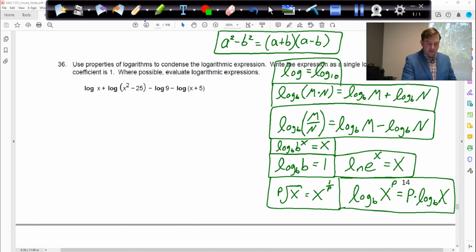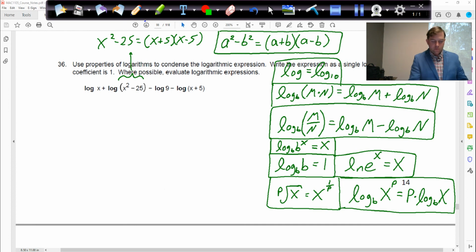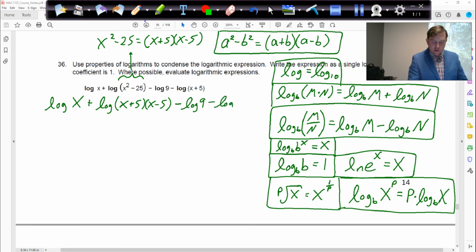And basically that's going to allow us to take something like x squared minus 25 and factor it into x plus 5, x minus 5. In fact, that's the first thing we're going to do on this problem. So we're going to have log x, base 10, notice, since there's no number given, it's base 10. Then I'm going to have plus log of not x squared minus 25. Let's break it into those two chunks. The log of x plus 5 and x minus 5. Then minus log 9 and minus log x plus 5.